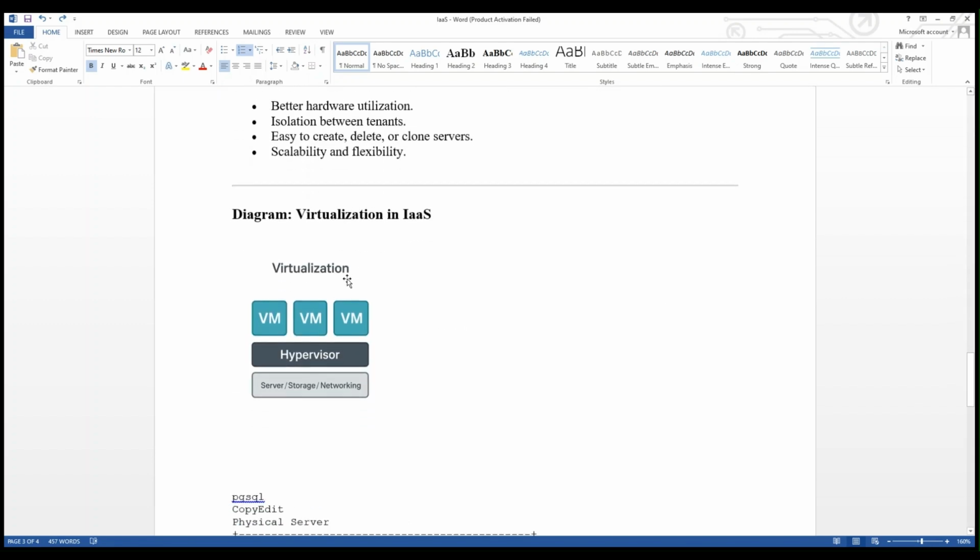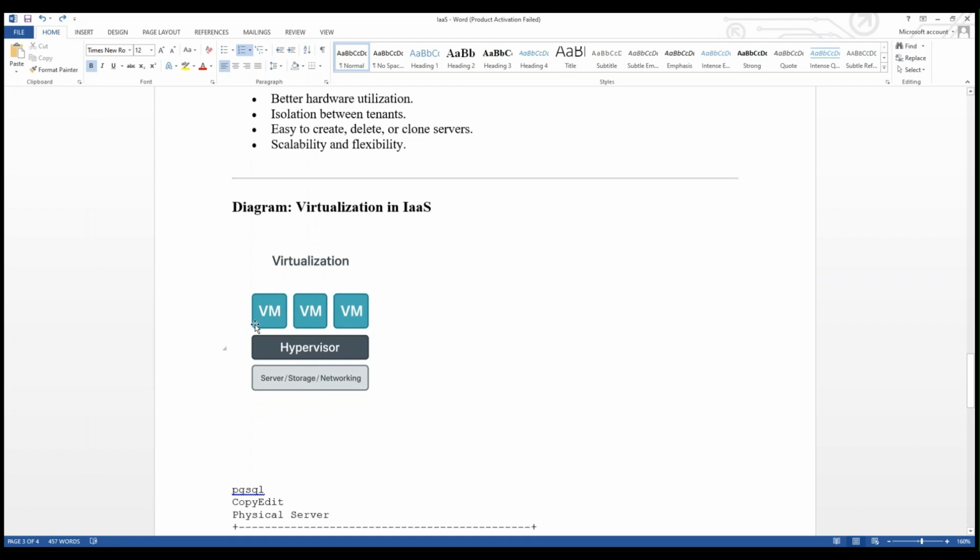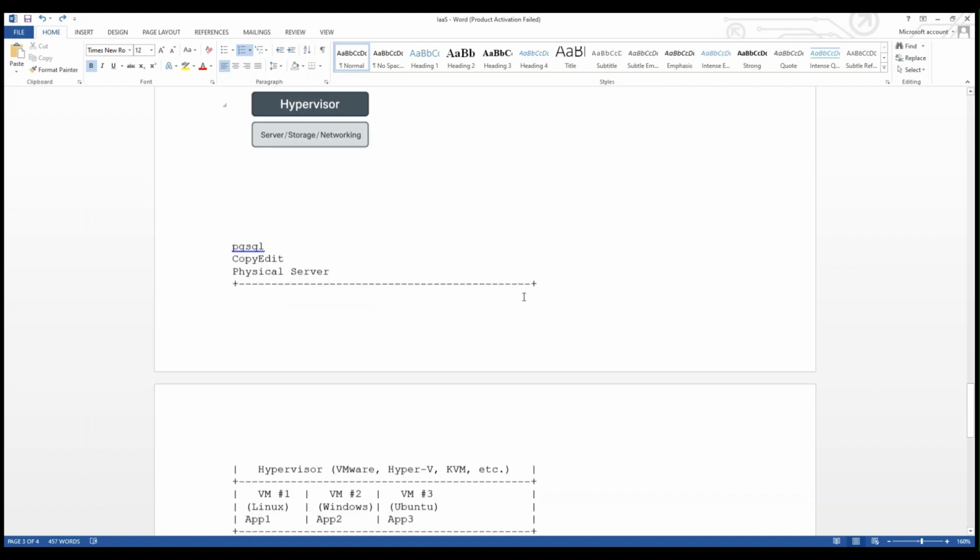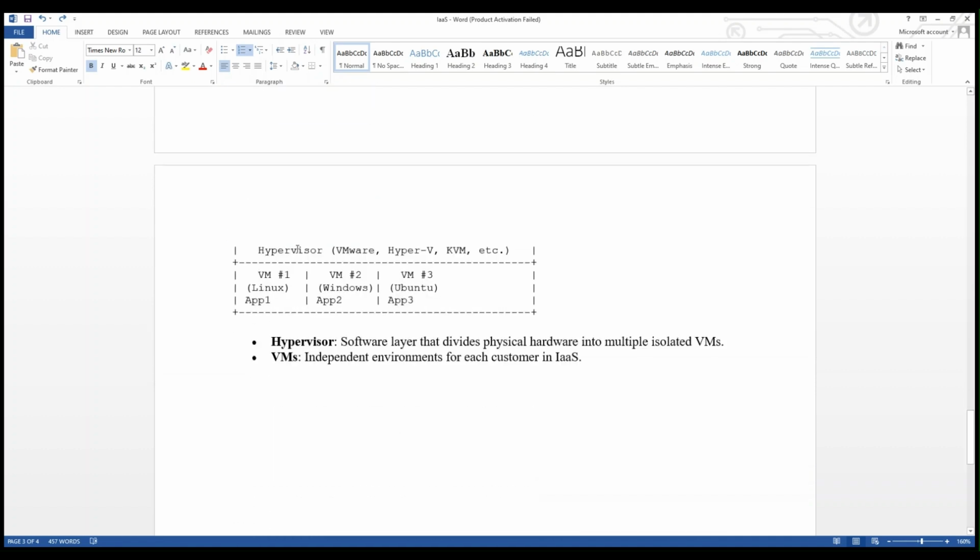Let me give you an example. For example, VM1, VM2, VM3, and it has a hypervisor, and then it has a server, storage, and networking. So this is the basic diagram. Another example: in the VM, VM1 has a Linux operating system, then application 1. VM2 has Windows, and then application 2. VM3 has Ubuntu and application 3.